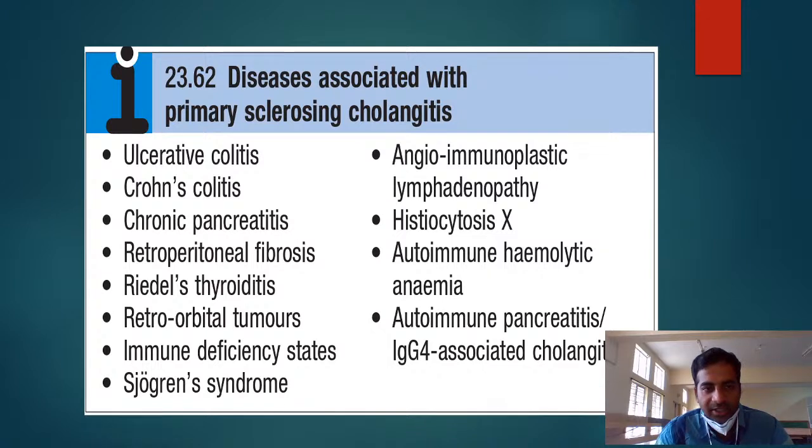What are the diseases associated with primary sclerosing cholangitis? You have ulcerative colitis, Crohn's disease, chronic pancreatitis, retroperitoneal fibrosis, Riedel's thyroiditis, immune deficiency states, Sjogren's syndrome, histiocytosis X, autoimmune pancreatitis or IgG4 associated cholangitis. So these are the diseases which are associated with PSC. Okay.